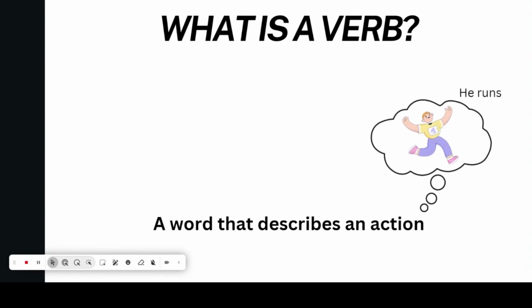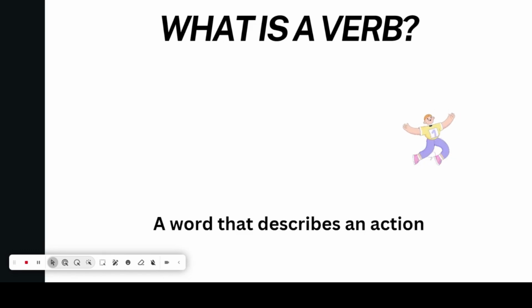In this example, we have "he runs." "Runs" is a verb because that is the action, and "he" is very important because he is a subject pronoun. We're going to go into that a little bit deeper, but basically, the subject is just who or what does the action in the sentence.